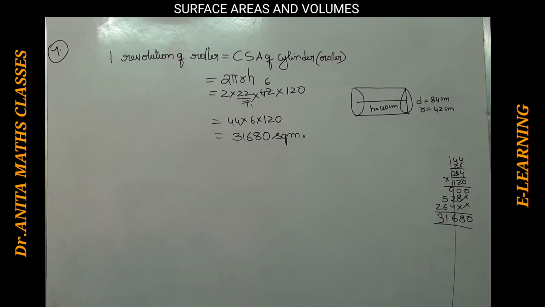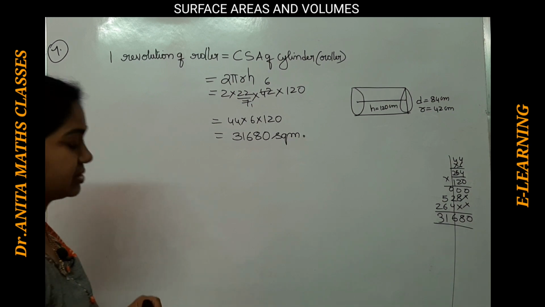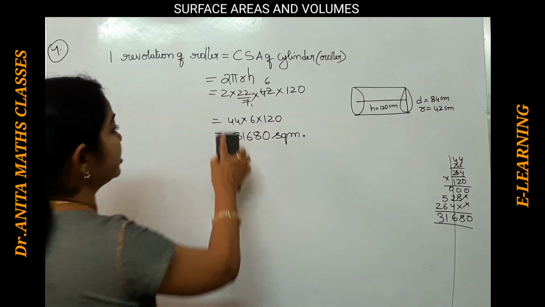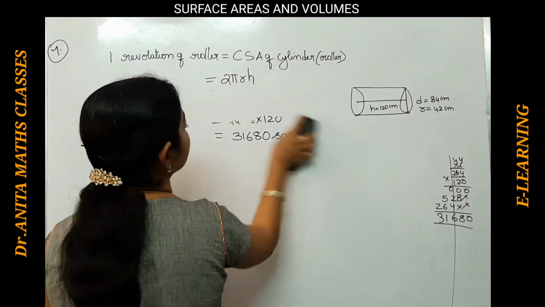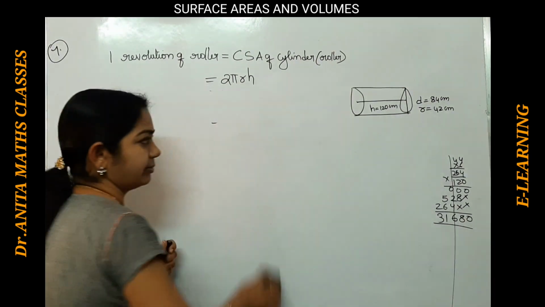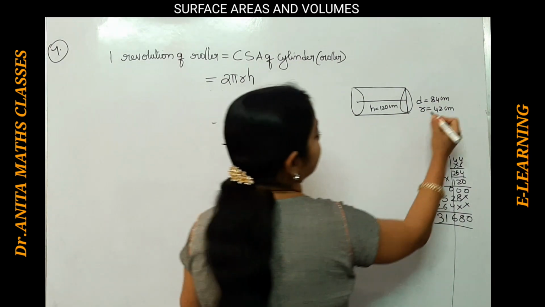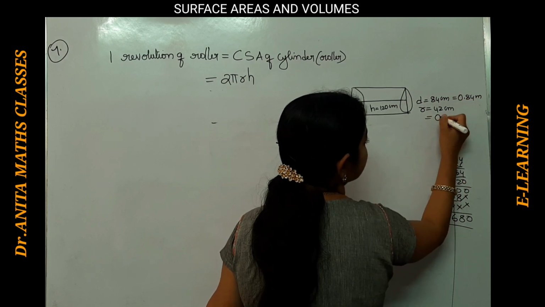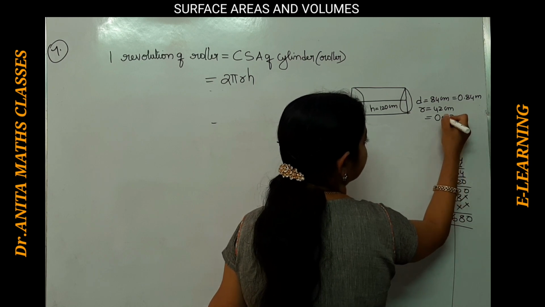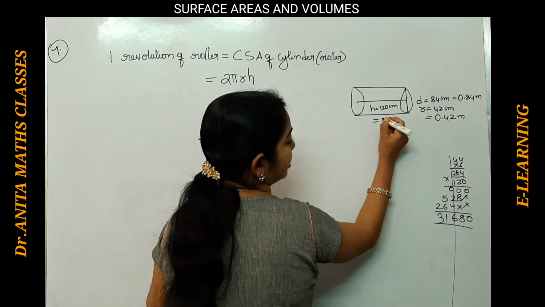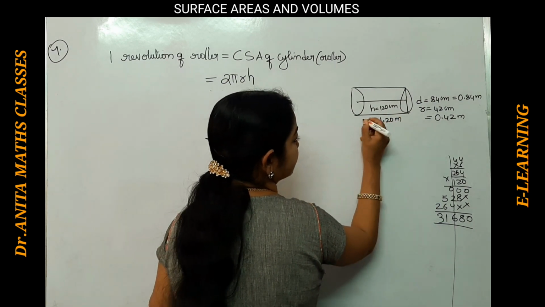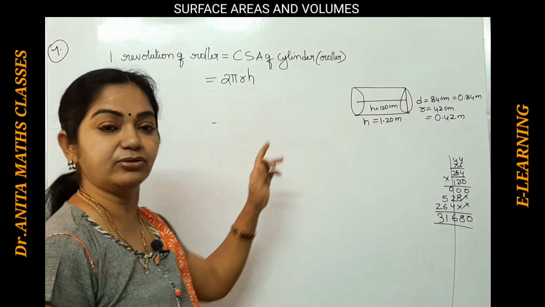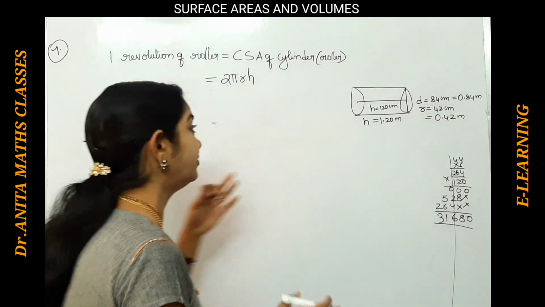We have to find the area of the playground in square meters, but all are in centimeters. So let us not do it like this. We will first write these in meters, then only we will get square meters. This is nothing but 0.42 meters because 100 centimeters is 1 meter. This also is 1.20 meters. I have shifted everything into meters because we want square meters.